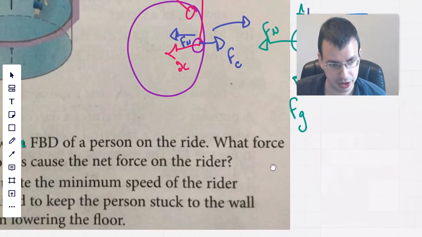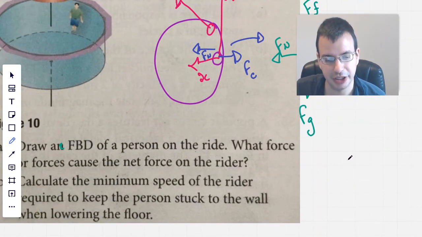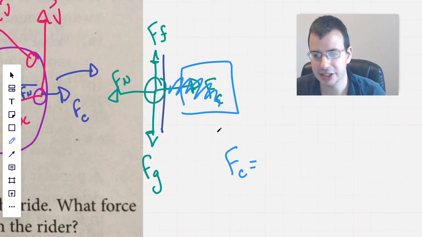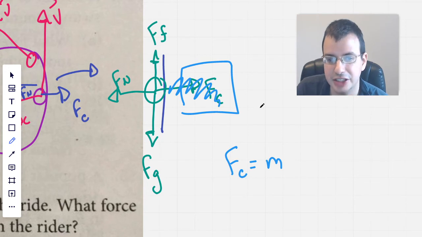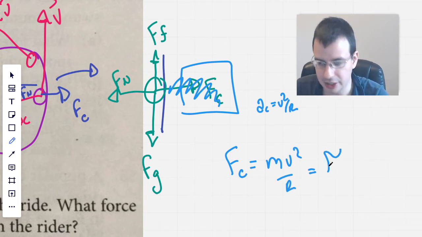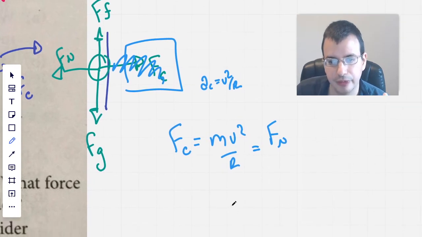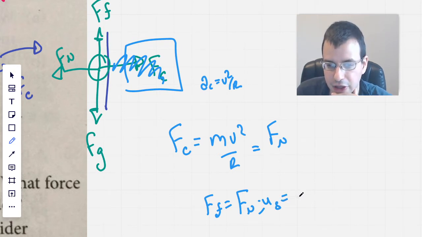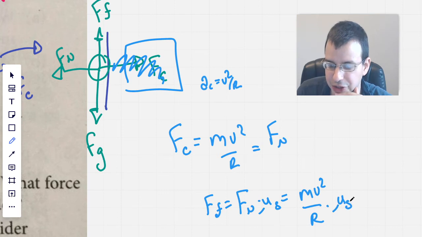Okay, so now for the second part, calculate the minimum speed of the rider required to keep the person stuck to the wall. Okay, so then we would do force centripetal. I know it doesn't actually exist, but it's convenient for this. It would be mass times acceleration. Acceleration centripetal is v squared over r. So m v squared over r. That's going to be force normal. And then we know that force friction equals force normal times coefficient of friction, we'll call it static because we'll assume it's not moving. Which we know from up here is going to be m v squared over r times the coefficient of friction. I think they told us it's 0.4. And that's going to exactly balance out, because we're told the minimum speed, mass times gravity.